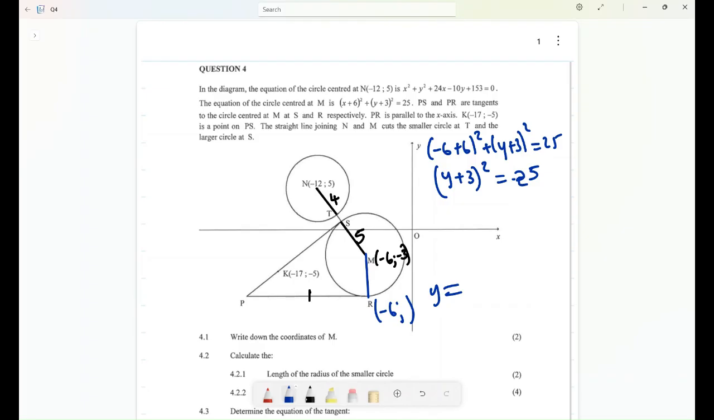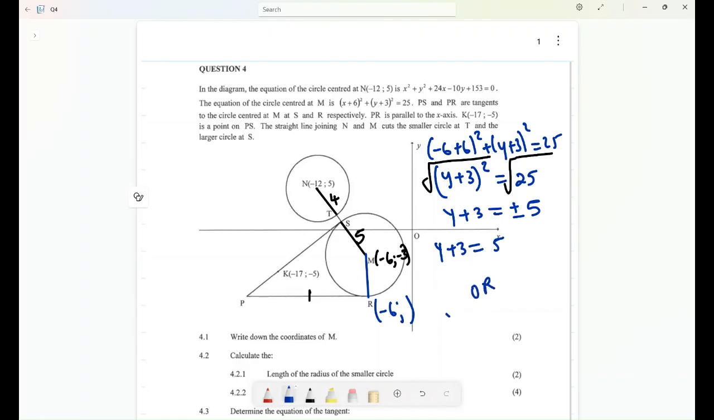What I can do, instead of simplifying, is just square root both sides. This is 25. I get y plus 3 is equal to, remember when you take the square root it is plus or minus 5. The first value will be y plus 3 equal to 5, or y plus 3 equal to negative 5. Now the second one, this will be y is equal to 2, or y is equal to negative 8. But we need to check the value of r here, is it positive or negative?